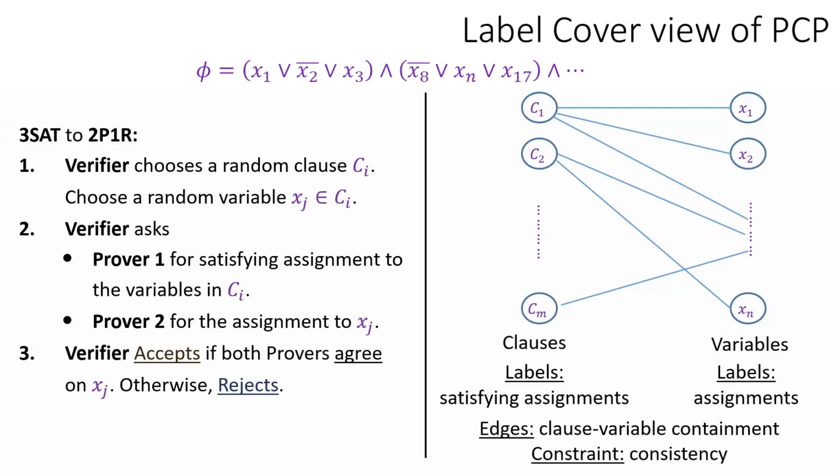So in this slide, we've transformed the 3-SAT problem into something which is known as a label cover instance. And once we have this language, now we can try to think of how to amplify this, how to get something with bigger gaps.